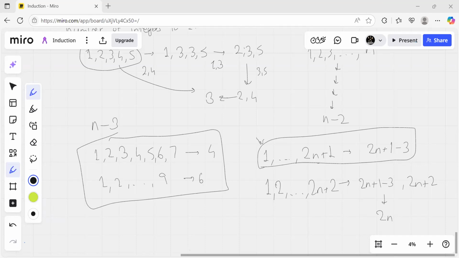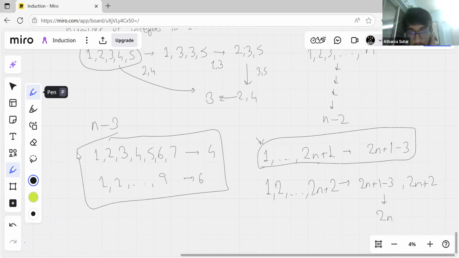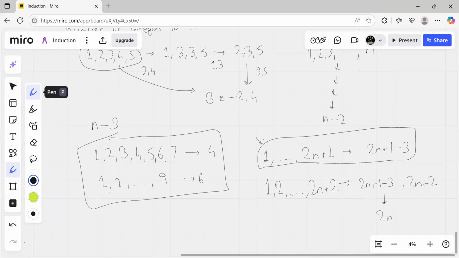Why is that n minus 3? No, the n-3 thing is for odds, not for even. You want to prove the n-3 thing for odds is true. For 1 to 2 and... Sorry? Can we prove?